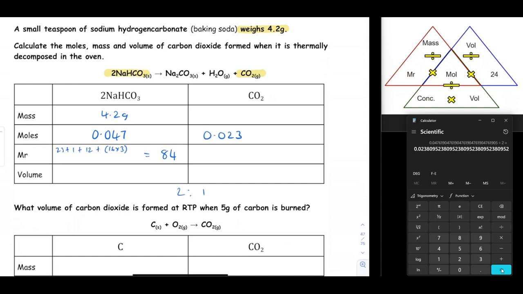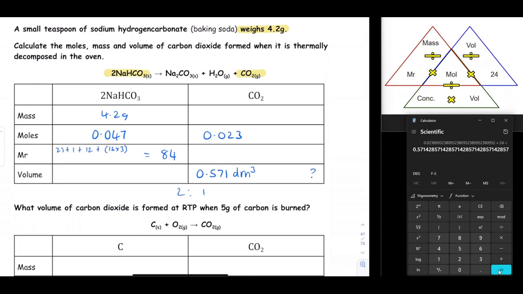Notice how I'm not really rounding here because I'm keeping my calculator value. As long as I'm keeping my calculator value, it doesn't really matter whether I round and worry about those kinds of things in my table method. If I want to find the volume now, then I can do the moles times 24. So I just times my calculator value by 24, and that will give me 0.571 decimeters cubed.